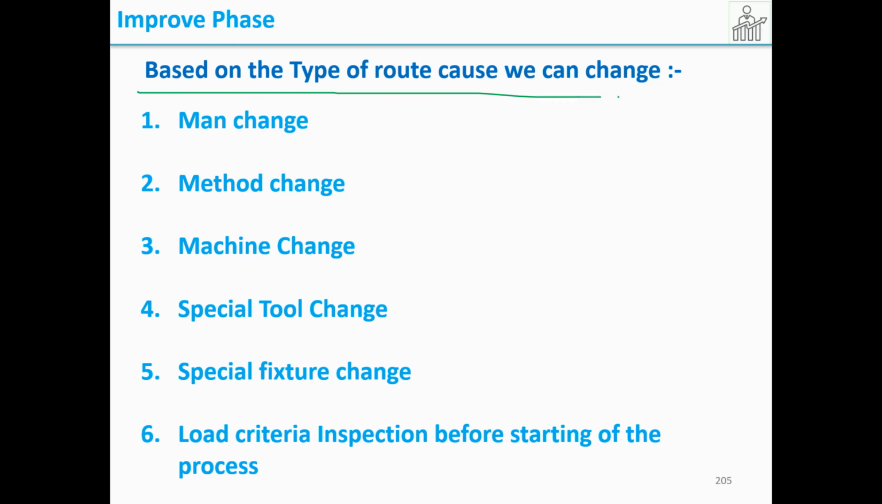Based on the type of root cause, we can change man, we can change method, we can change machine, special tool, special fixture, and load criteria inspection before starting the process. For example, before doing a turning operation, how much should my diameter be? So these are the optional changes that we can do to further improve the process.